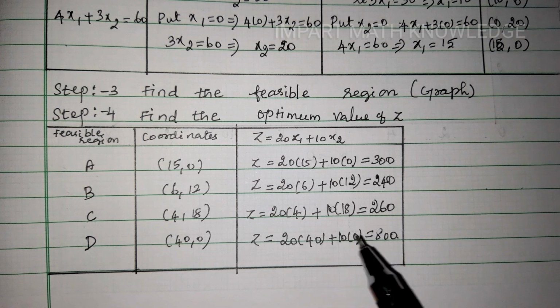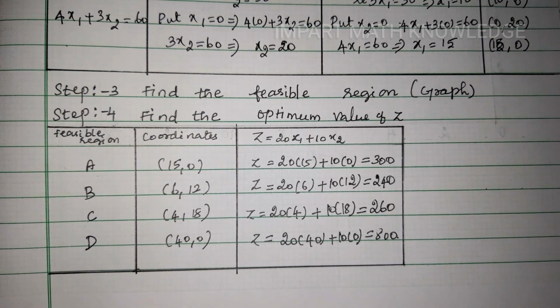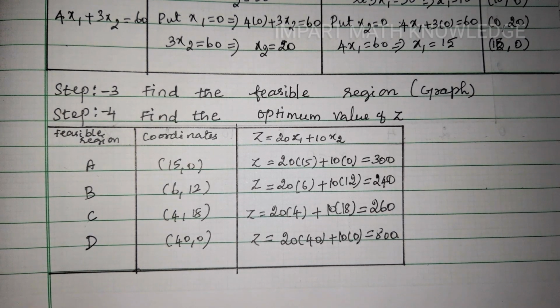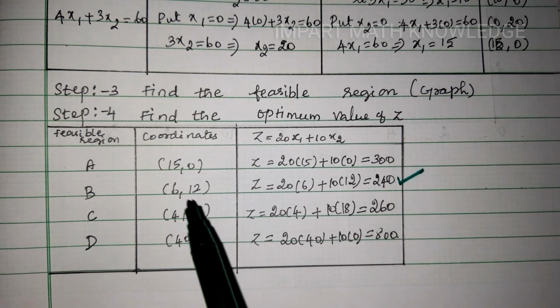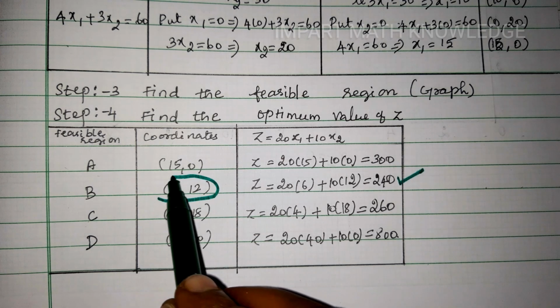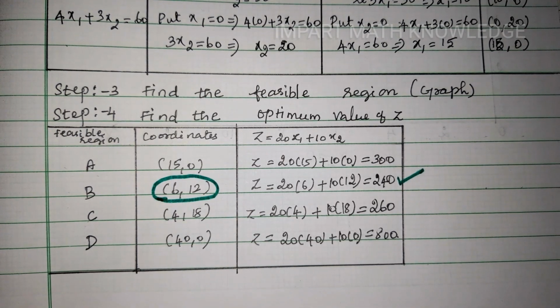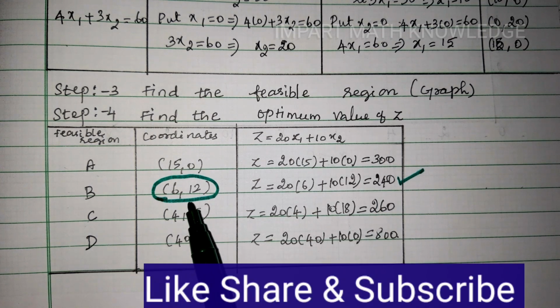Okay, here the given problem is a minimization problem. If the objective function is minimum, it means we have to select the minimum value of Z. So here the minimum value is 240. So the corresponding point decides the optimal solution. So your minimum value is 240. Your optimal solutions are 6 and 12.